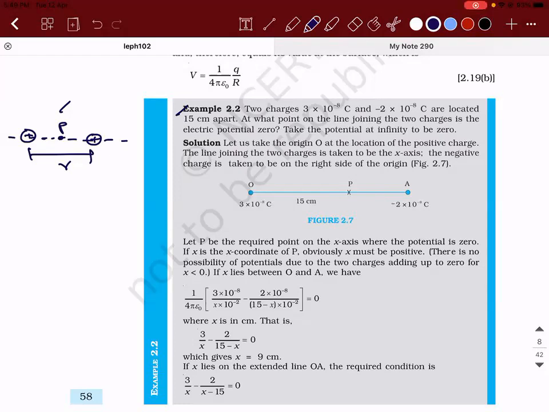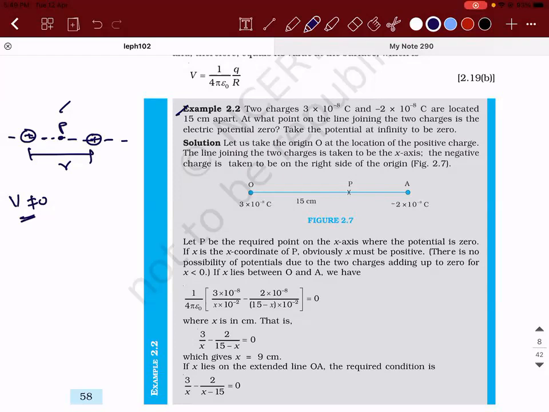I just told you, I gave you one hint with respect to this problem. What did I tell you? Electrostatic potential will never be equal to zero when there is a system of like charges. So for potential to become zero at any point on the line joining both the charges, you always need to have a system of unlike charges. Have this in your mind.